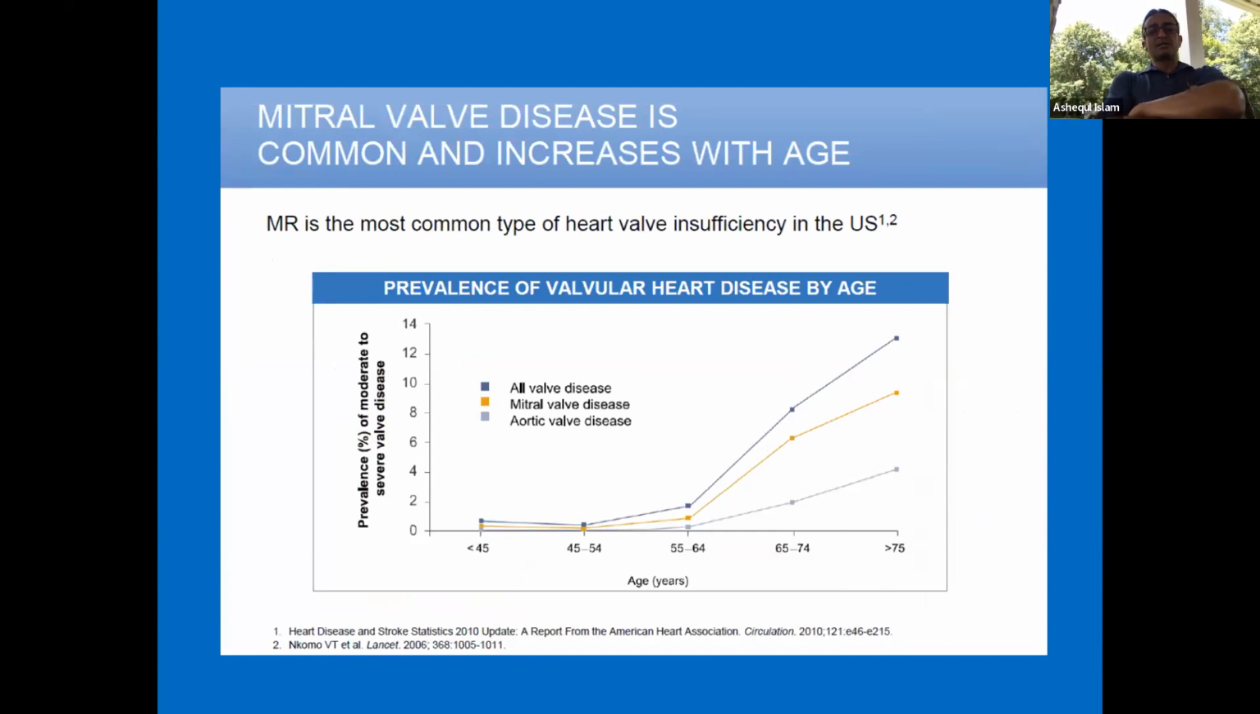As I said, it is common and increases with age. MR is the most common type of heart valve insufficiency in the United States. As you can see, the incidence increases with age. For aortic valve disease, which is what we are treating mostly now, but mitral valve definitely is a commoner valve pathology in the elderly population. So I think the future development in technology as well as surgery will really have to address this increasing need of patients with MR.